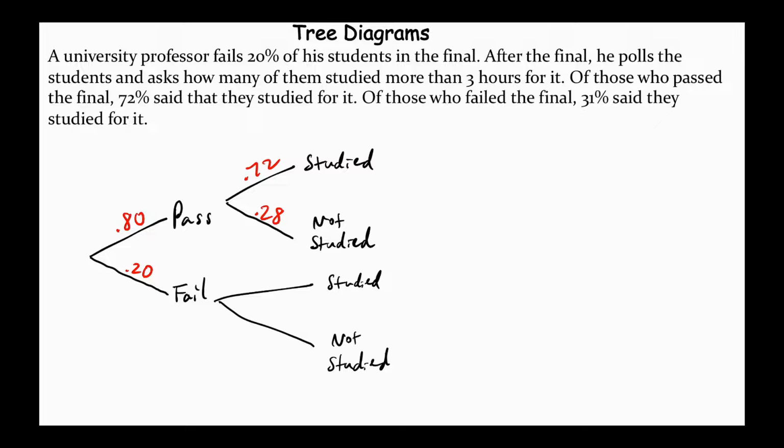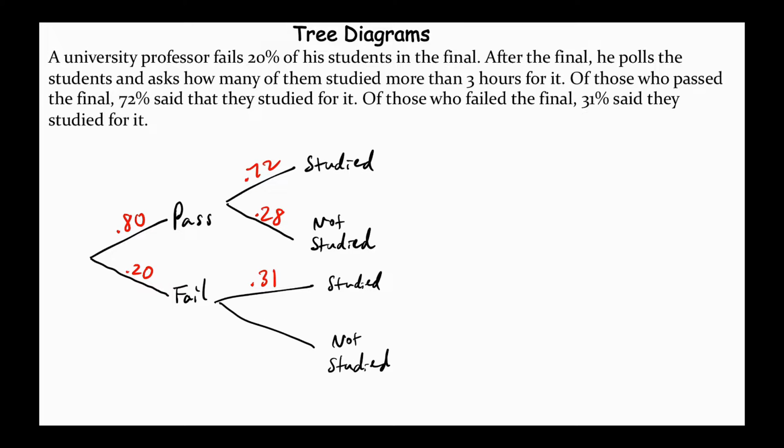Okay. So those who failed, what did they say there? What did they say? What percent of those studied? 31%. What percent say they failed? 69.